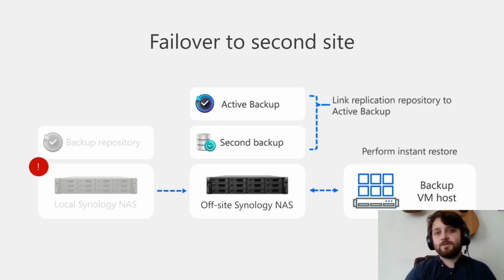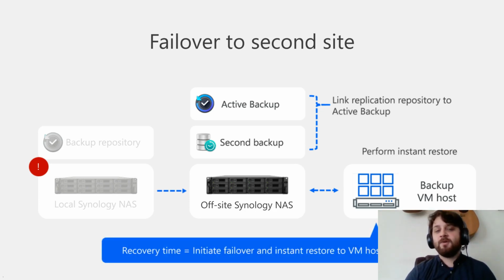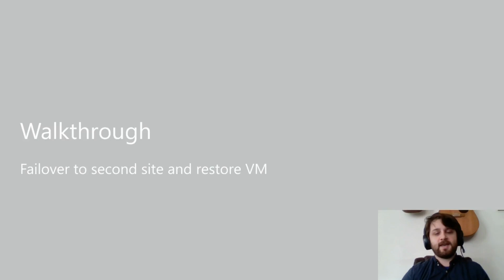We're not going to show you the instant restore again because you just saw that in the first demo of today. We're just going to show you how to do the entire failover process. So your recovery time is really just initiating that failover and then hitting that instant restore to the VM host. The initiation of the failover is usually a pretty quick process because there's already a copy of data at that secondary site. It's really just making that data writable and then relinking that folder, and then it's usually about a 30-second instant restore, as you saw previously. So let's take a look at what this all looks like.